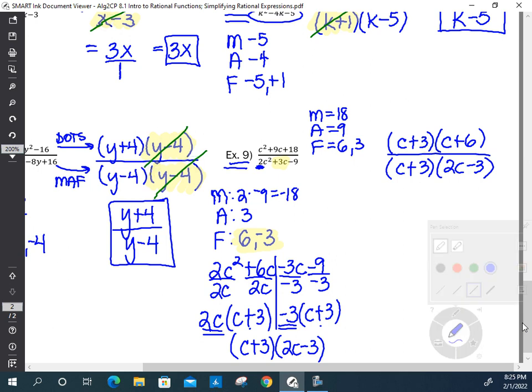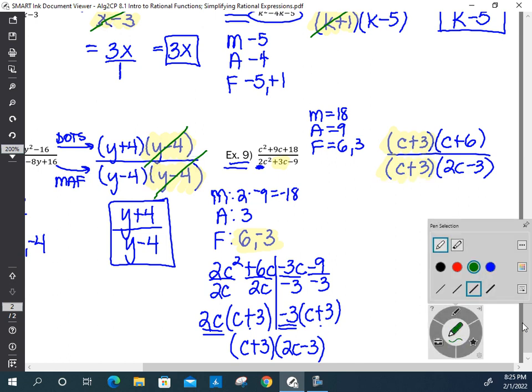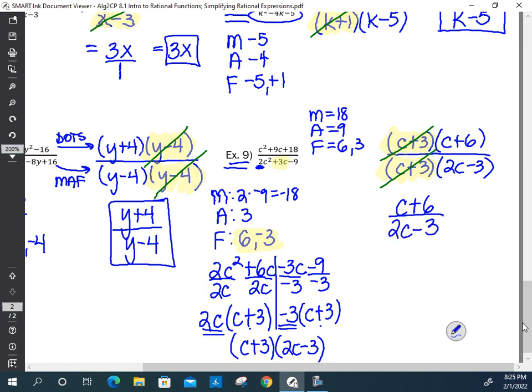So once again, notice that the c plus 3's match. They drop out. So you're left with c plus 6 over 2c minus 3. That is your final factored answer.